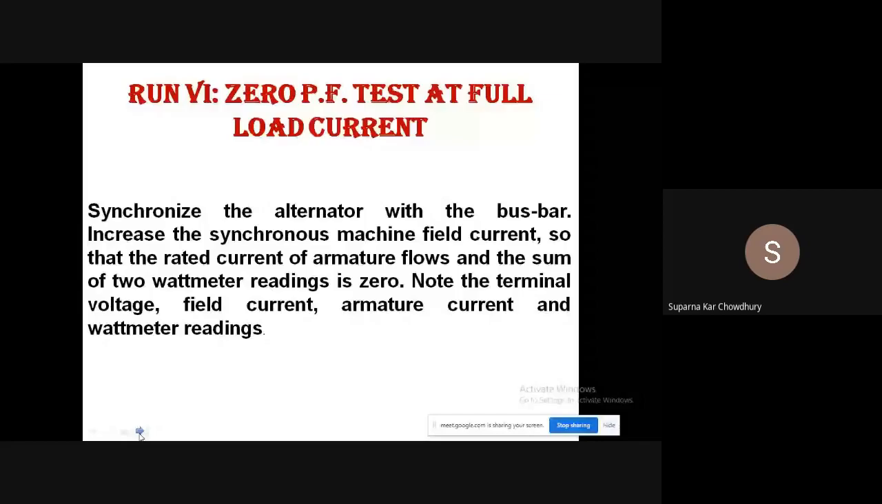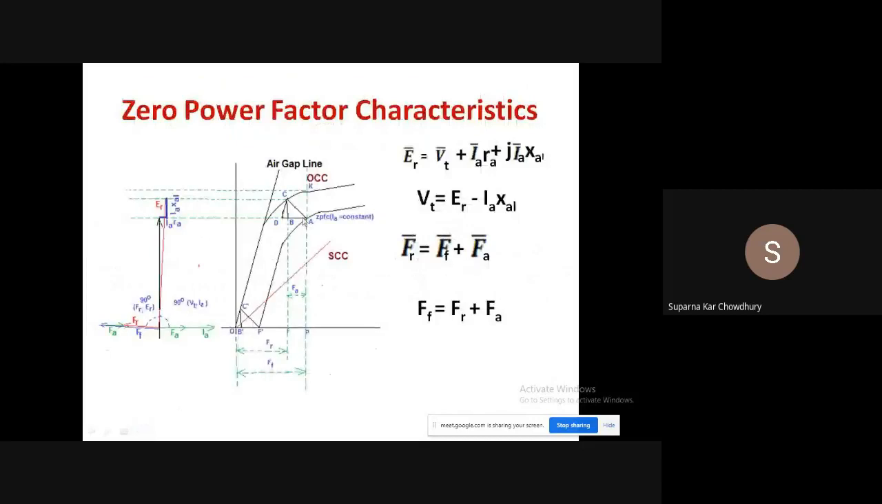It is possible to get the characteristic, but it is a bit difficult. So normally the zero power factor test is done for 1 point, for the rated voltage. This is the terminal voltage at rated current only and rated voltage. That is, only for 1 point we perform the zero power factor test. Now OCC also we have already performed.